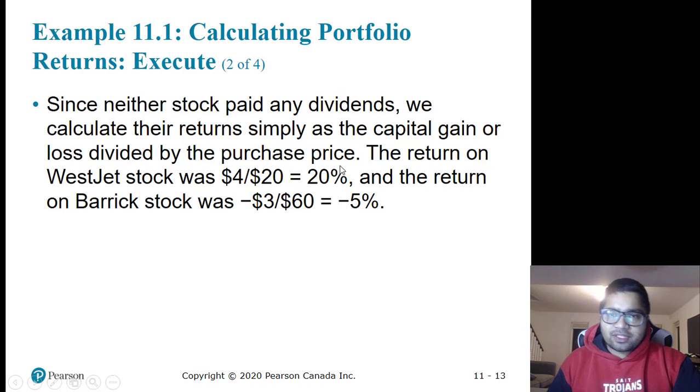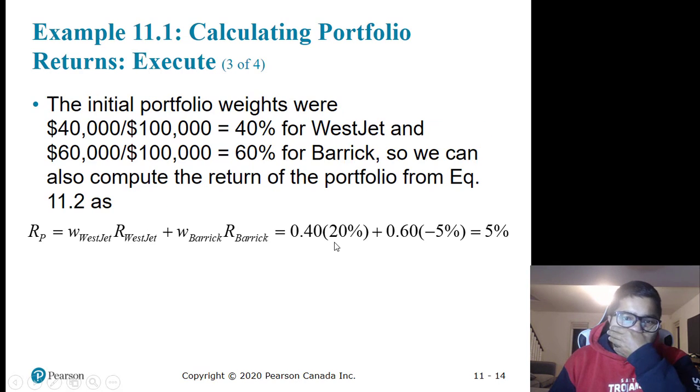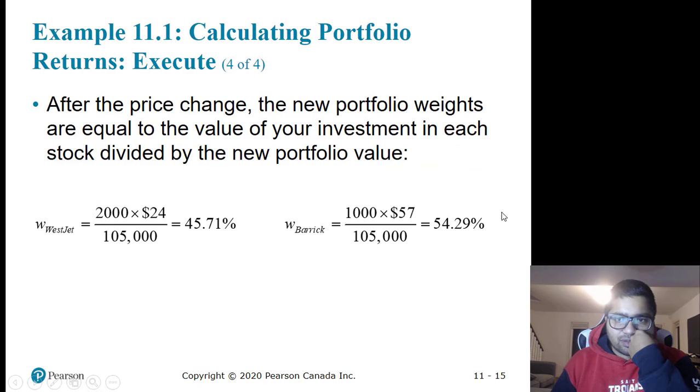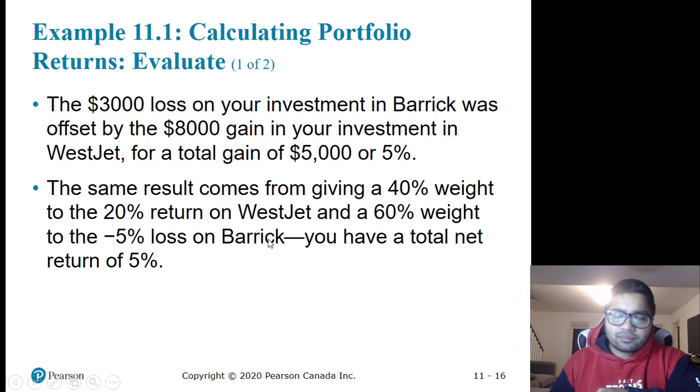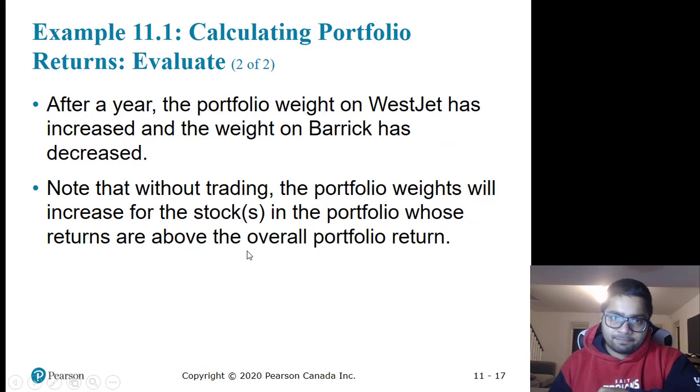So WestJet stock goes up 20%, Barrick stock goes down 5%. Then return on portfolio, we need weights and returns. So weights into returns, weights into returns, so total return. The new weights become 45% because stock A has gone up more, and 54% because stock B has gone down. Okay, so you can pause and read it. It's the same discussion.